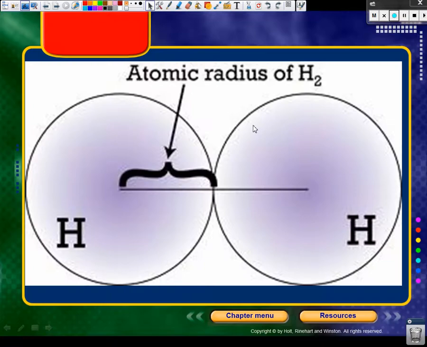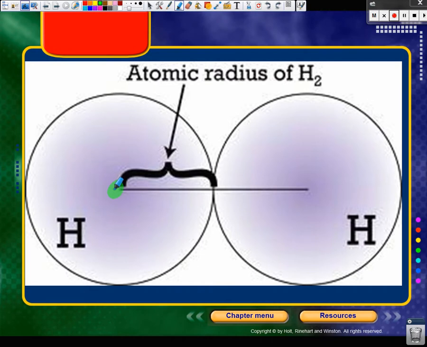So here's what the definition could also be. It is half the distance between the nuclei of two identical bonded atoms. So let me talk about that in picture terms. The last part: two identical bonded atoms. Are there two atoms in this picture? Are they identical atoms? The radius is half the distance between the two nuclei. Do you agree that the nucleus of this atom is right there in the center? Do you agree the nucleus of this atom is right there in the center? Is there a distance between those two things? So what's the radius? Half that.